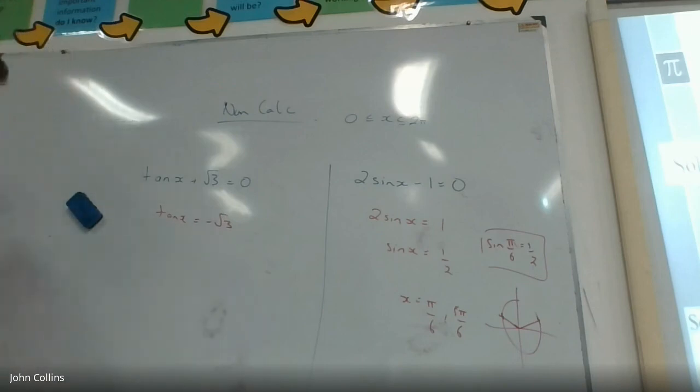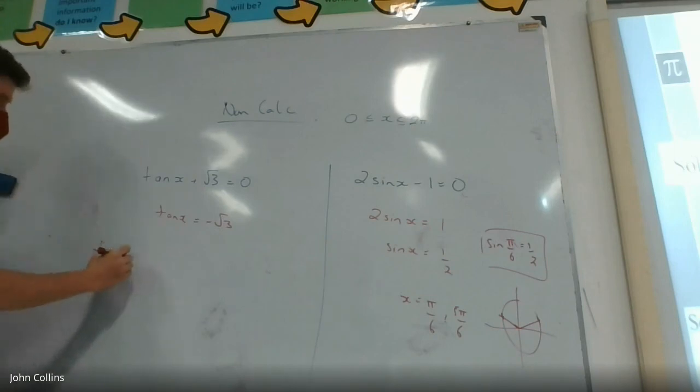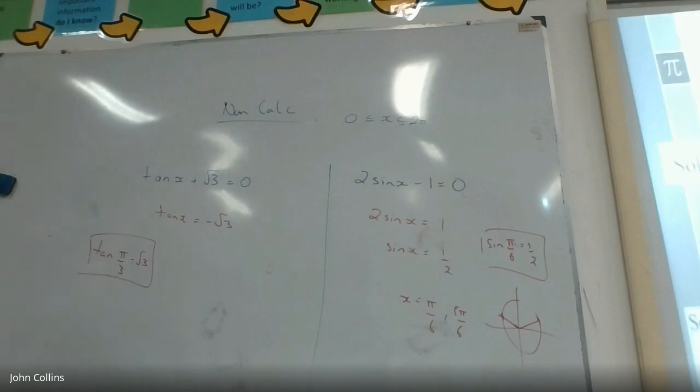And I need to think about what my value for x in general, tan of something equals root 3. And I'm trying to frantically remember which one it is. Pi over 3, isn't it? Tan of pi over 3 in general is equal to root 3. Okay.